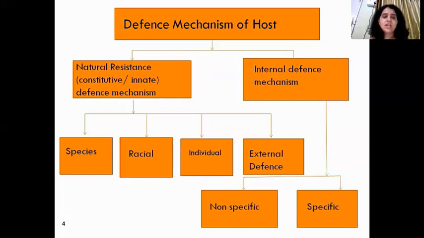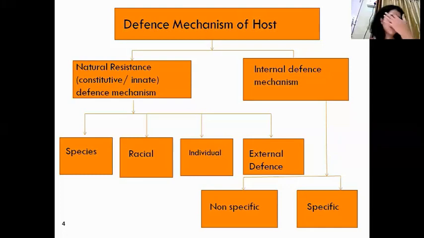Species here means that some diseases are caused only to humans and some diseases are caused only to animals. An example is rabies. Rabies is not caused to humans; it is only caused to dogs. So that becomes species, because rabies is limited to dogs and not to any other species. Next is racial. Here racial means that some white people are more susceptible to some diseases as compared to black people.